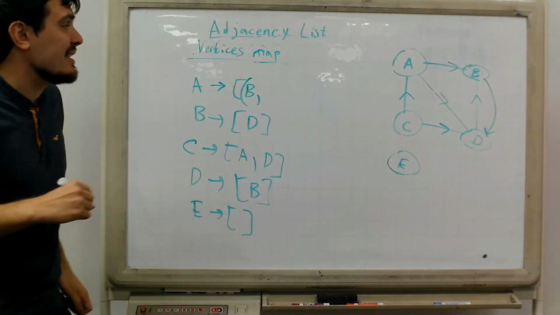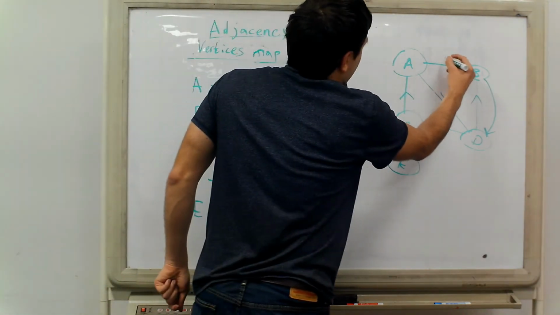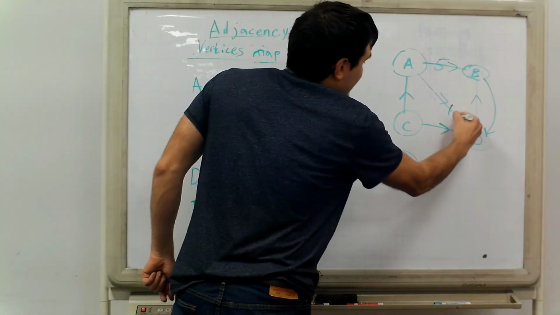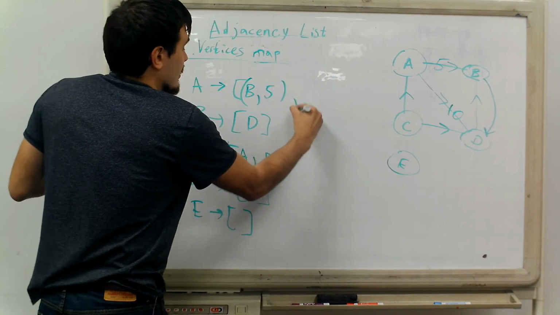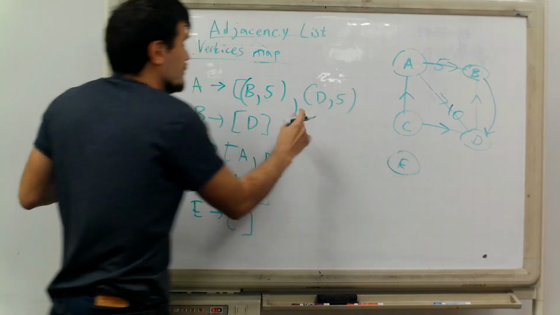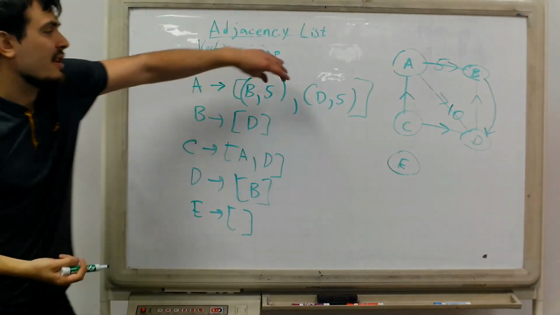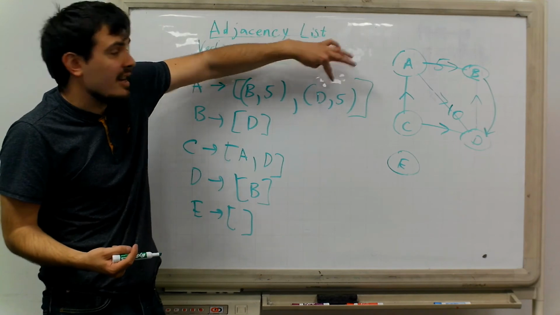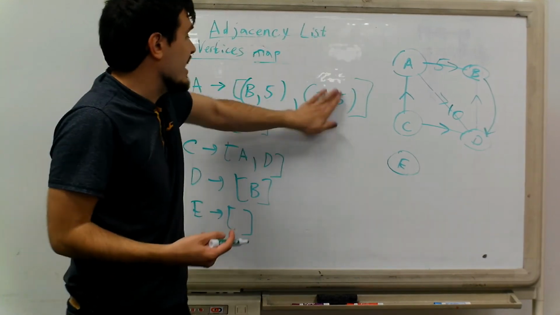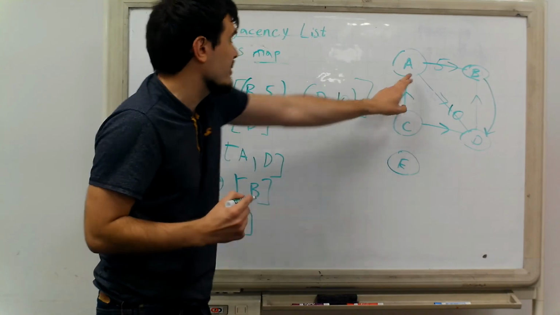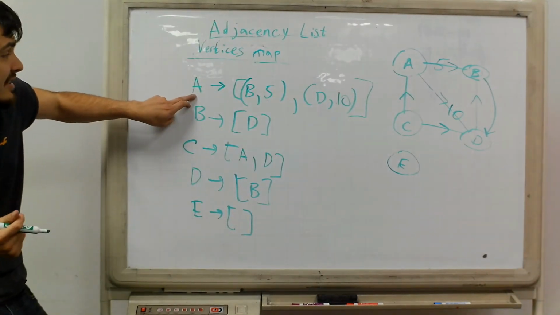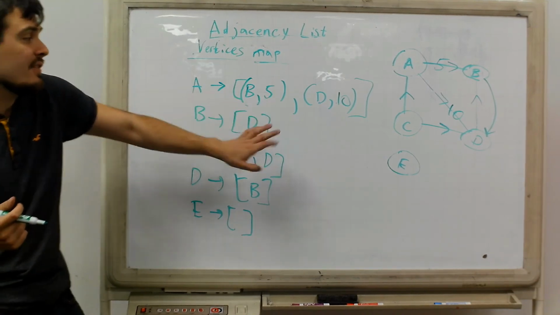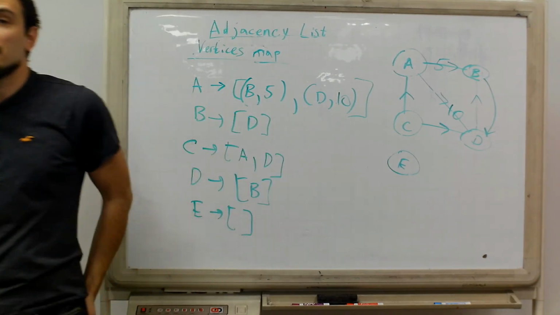In that case, it often makes sense to use a pair, for example a tuple, with two values. Let's say this weight is 5 and this weight is 10, I might represent this like that. This paren notation is like Python notation, a tuple consisting of the entry D and the entry 10. And this means A has these edges: an edge outgoing to B with weight 5, and an edge outgoing to D with weight 10.